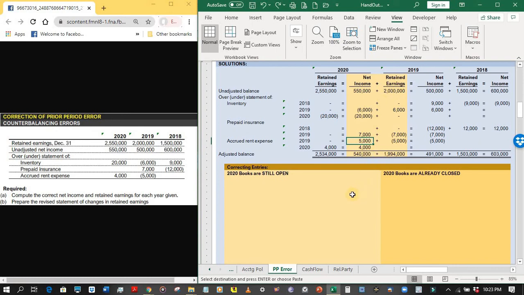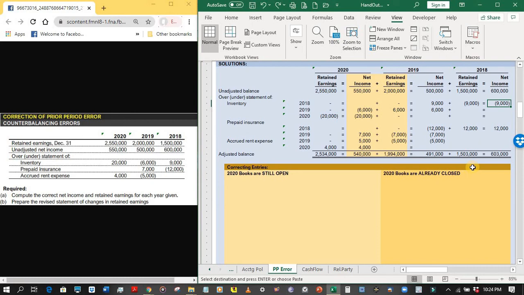So let us start with the first adjustment. That is the 2018 overstatement of inventory. So for the 9,000 overstatement of 2018 inventory, as you can see in these two columns, there are no more adjustments to the net income and retained earnings beginning. Because again, this is a counterbalancing error. It means that the 2 million retained earnings is already correct. That is why there is no need to correct the net income due to the overstatement of 2018 ending inventory.